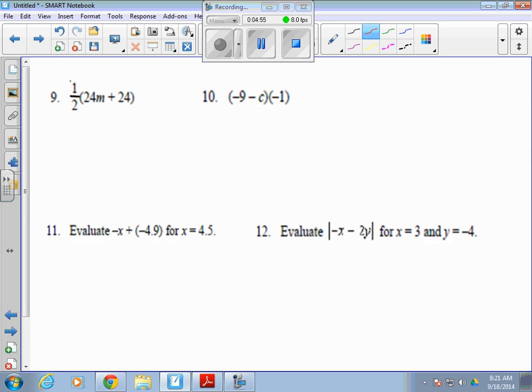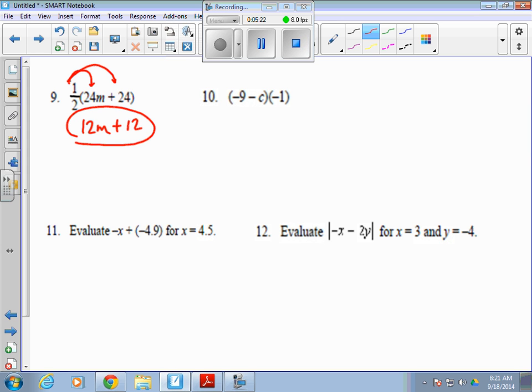Number 9 says 1/2 times 24m plus 24. It's right next to the parentheses. That means you distribute it. Watch how easy this is. 1/2 times this. It's just asking you what is 1/2 of 24. We know that it's the number 12m. Do the same thing again. 1/2 times 24. It's the same number plus 12. We can't put those two together because they're not like terms.